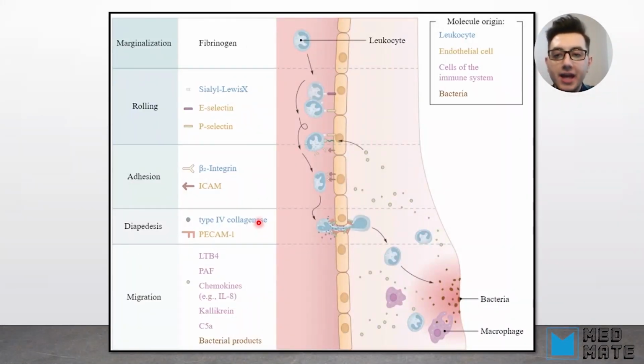So we talked about adhesion, and the last part is transmigration, and that's when these neutrophils or leukocytes change their shape and find their way out of the endothelium, and try to get to the other side, to the interstitium, and that happens via PECAM-1 and type 4 collagenase. And the last step here is chemotaxis, when these leukocytes find the bacterial products, and they attack the bacterial infections.